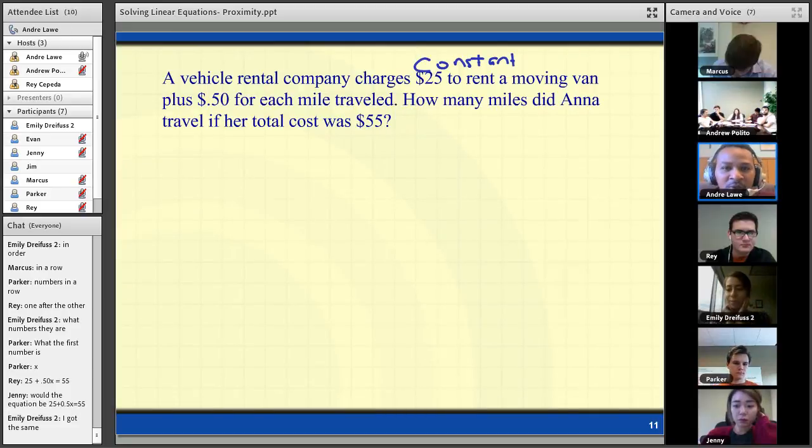Emily, you want to show us how you would go about solving this equation? So the number of miles, we don't know how many miles, right? So that has to be the variable. Good job there. So how could we figure out the number of miles given the equation that we've now written?